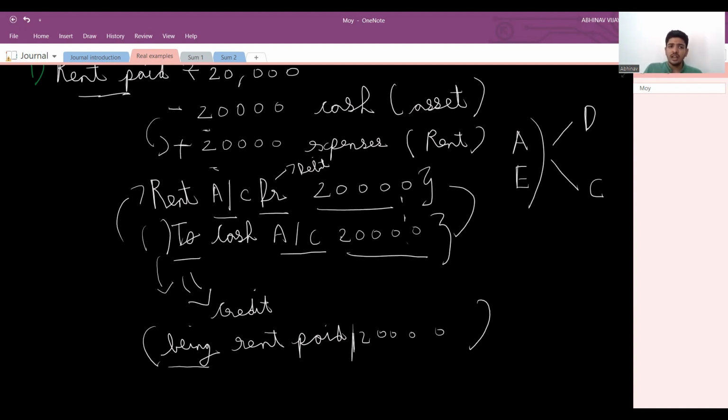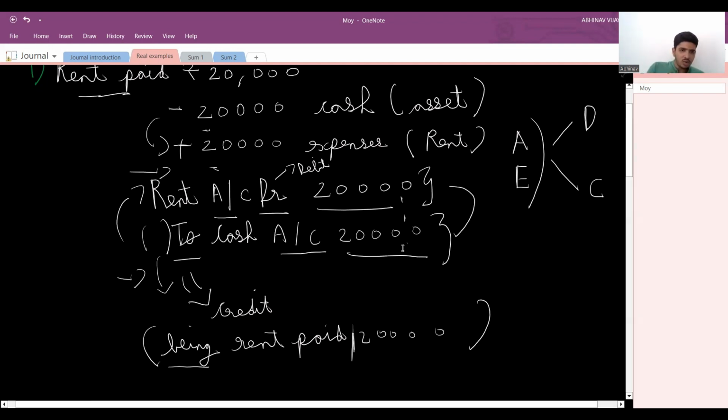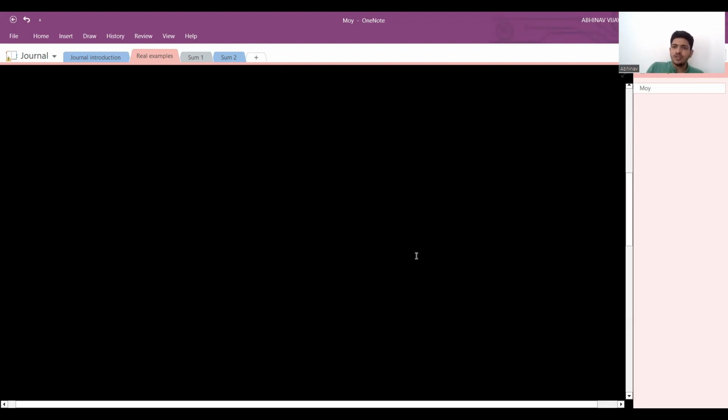Now, always make it a point to write debit entry first and credit entry after. Don't write 'to cash' first, then below write rent account debited. This is the proper format you need to follow. Debit always comes first and credit comes in after that. Now, next question for concept building.